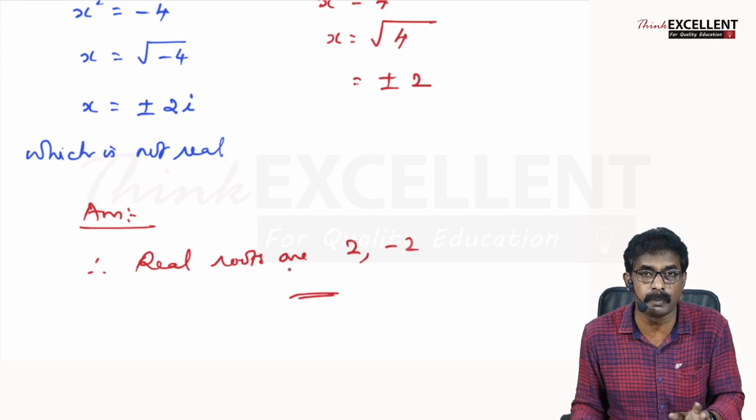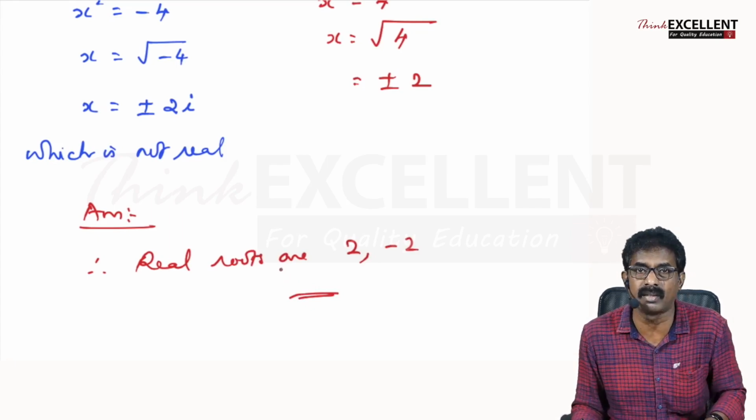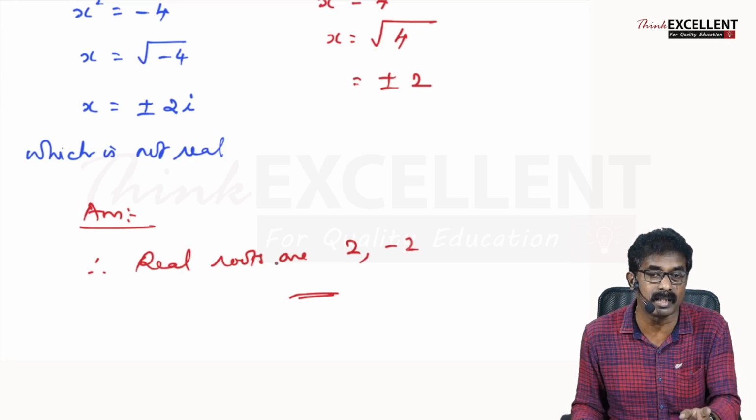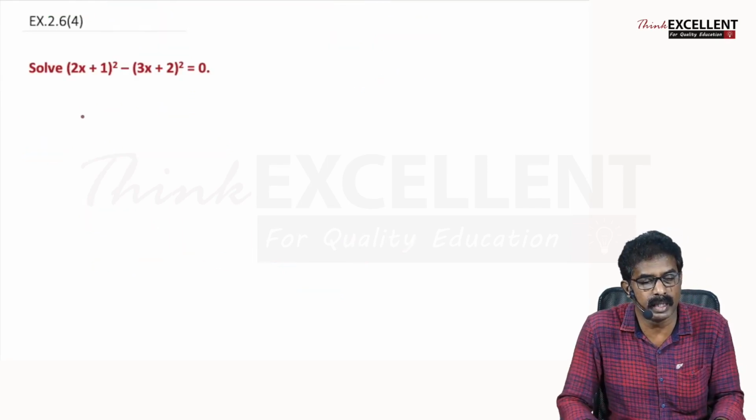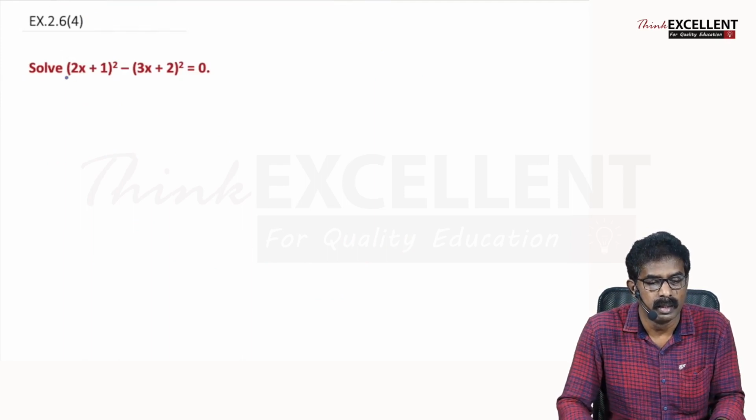Degree 4, so you are supposed to get 4 answers. Yes, we got all the 4, but 2 of them are imaginary, not real. So when you write the final answer, don't write that. Okay, now look at the next question. It's a very simple one. Solve.